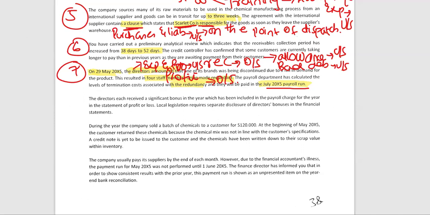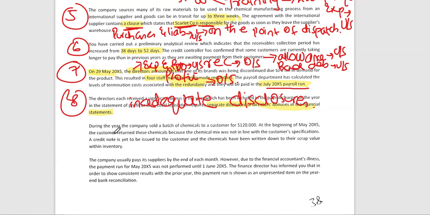Local legislation requires separate disclosure of directors' bonuses in the financial statements. Please remember, wherever local legislation requires specific separate disclosures, they have to disclose it in addition to the IFRS requirements as well. So our risk is the management might not have shown this separate disclosure in the financial statements. That's why this will lead to inadequate disclosures in the financial statements. This was number 8. We have 2 more risks.